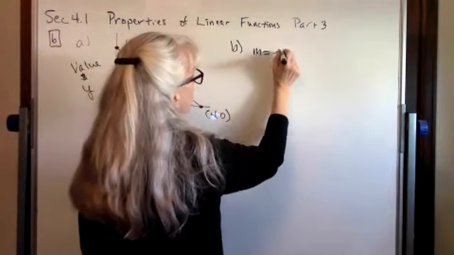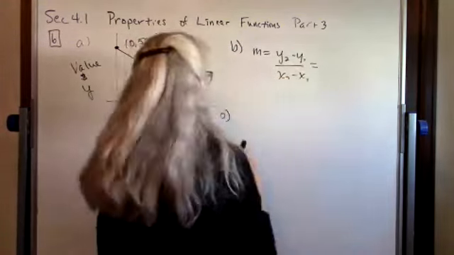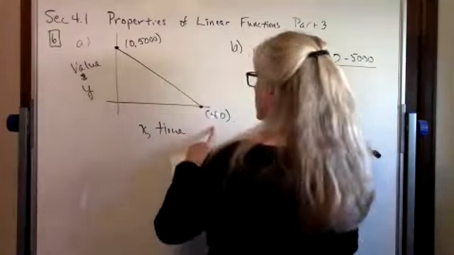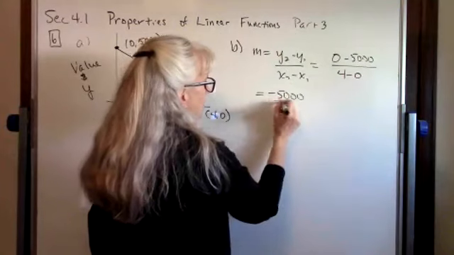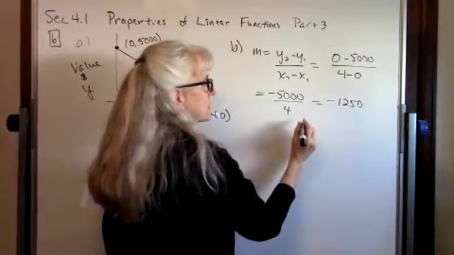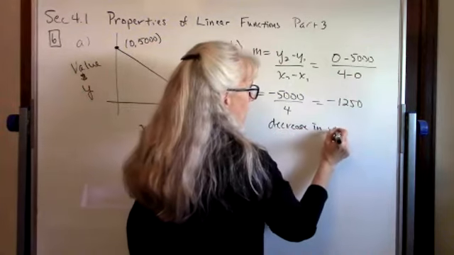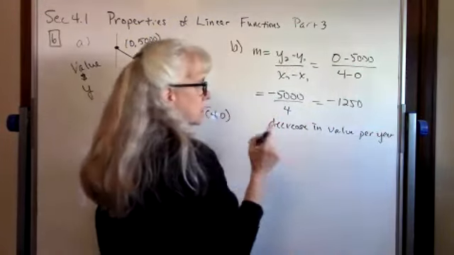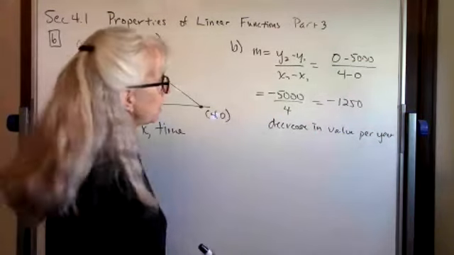So the slope we know is y2 minus y1 over x2 minus x1. So that's going to be 0 minus 5,000 all over 4 minus 0. So that gives me a negative 5,000 over 4, which equals a negative 1,250. Now what that is, this is the decrease in value per year. So each year we own this computer, it's decreasing in value by $1,250. That's our slope.